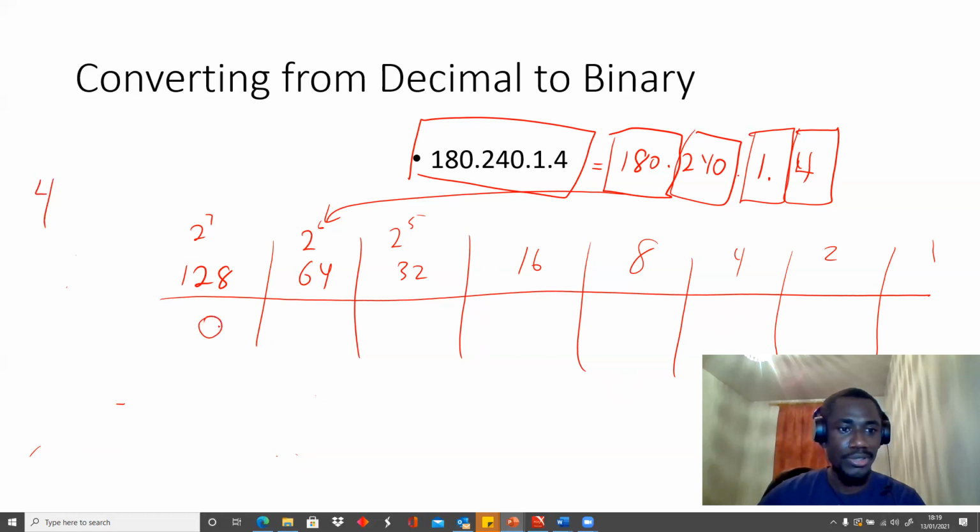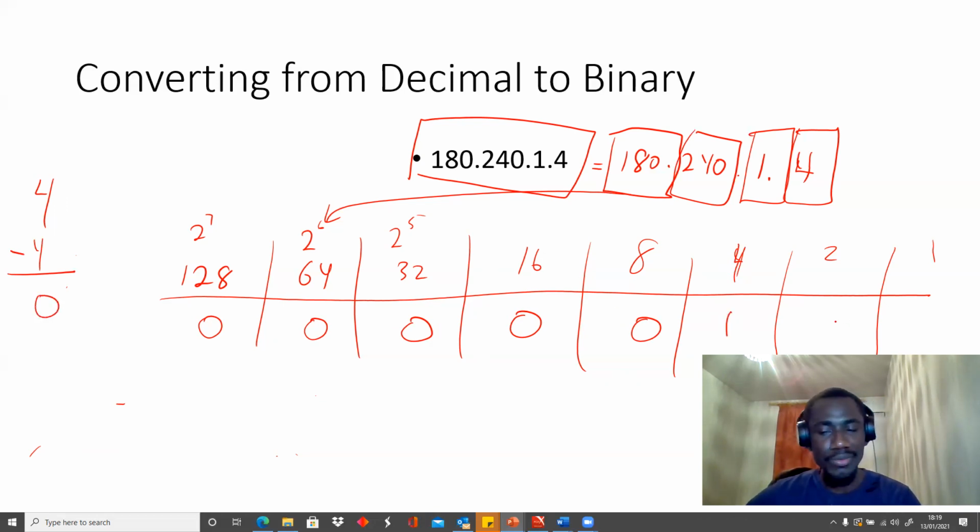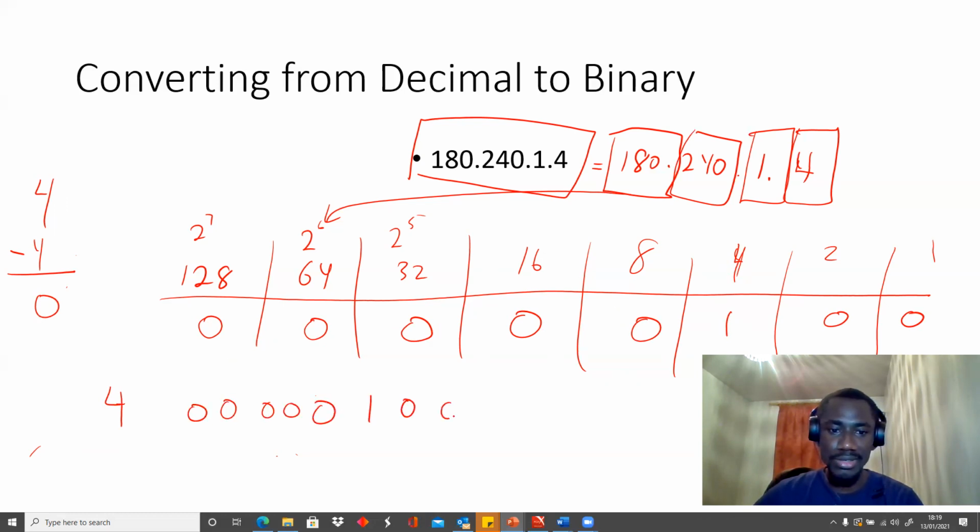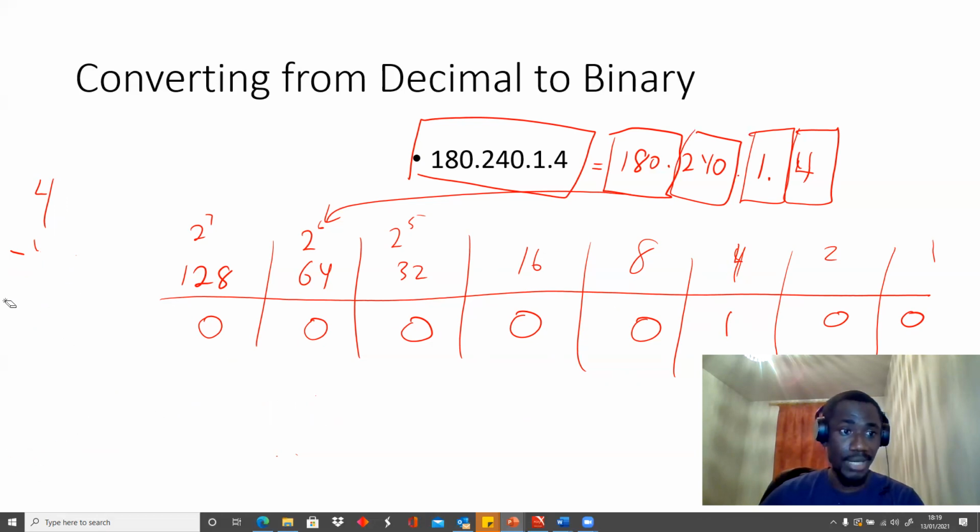We cannot buy from this shop because that shop is selling 128. We cannot buy from this shop, or this one, or this one, or this one. But we have 4 pounds and there's a shop selling 4. That will give us 0. So we have 1 here. Are we buying from 2 because we have only 0? No, we cannot buy. So 4 in binary will give you 5 zeros, then 1, 0, 0. And this is 4 in binary. Typically, this is how the numbers are seen by your computer.